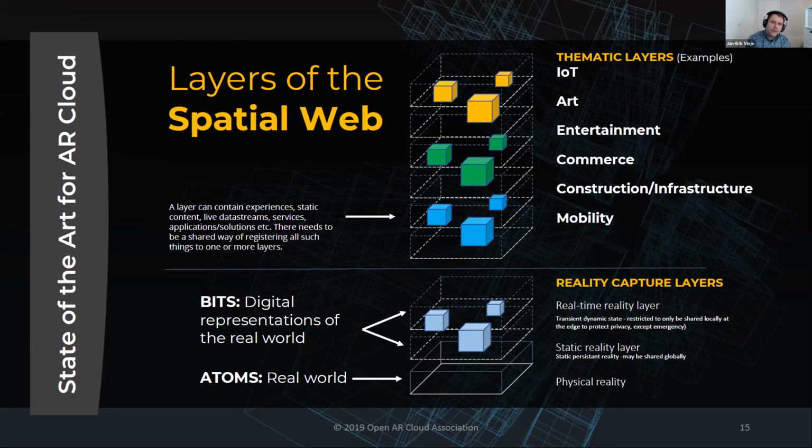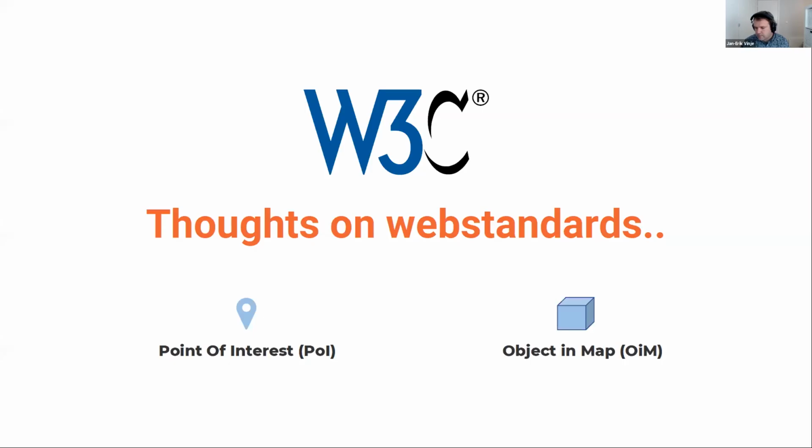Those can be anything that could be virtual, something from the past, something from the future, an artwork at your location. It can be something abstract that conveys some information about the place. So you will be able to benefit from using objects in maps throughout all the layers of the spatial web. Next slide.